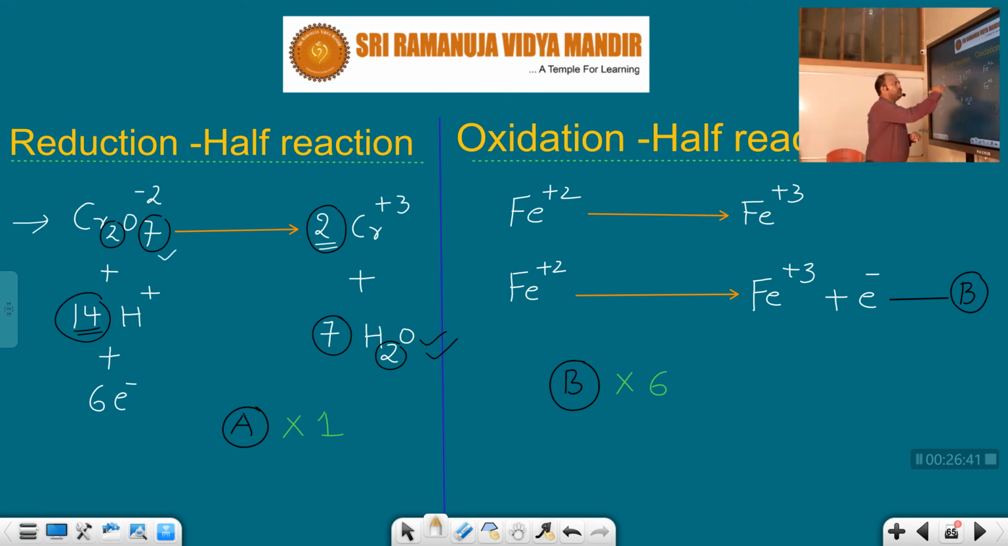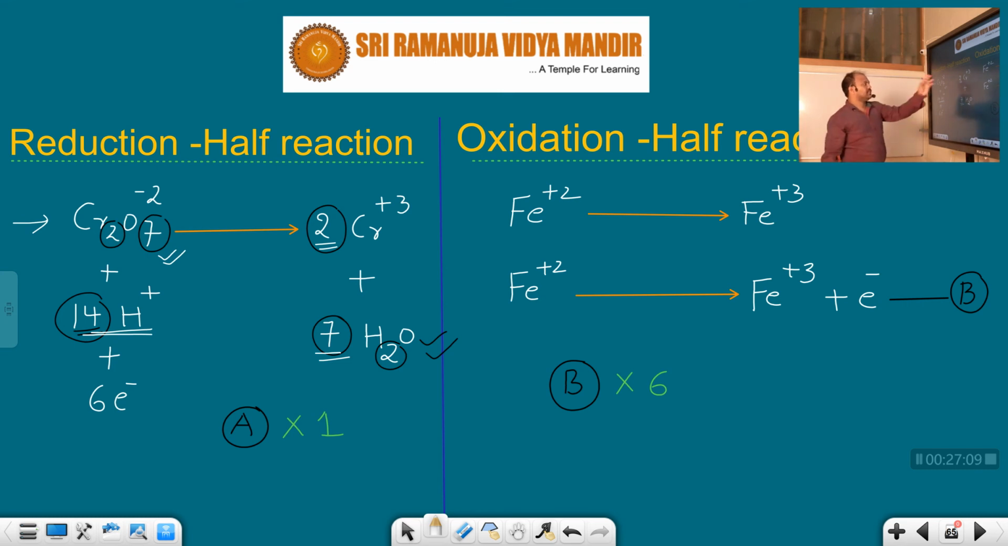After that, we have to balance the oxygen. Here 7 oxygens will be there. On the right hand side there are no oxygens, that's why we add 7 water molecules. So how many hydrogens are there? 7 times 2, 14 hydrogens. But the left hand side has no hydrogens. So on the left hand side, the hydrogen deficiency side, we add protons. There are 14 hydrogens, so the deficiency is 14. That's why 14 protons will be added on the left hand side.